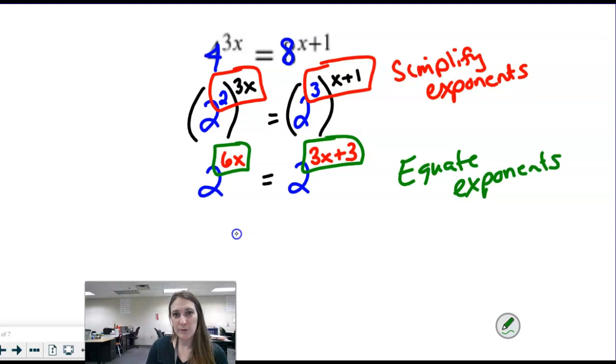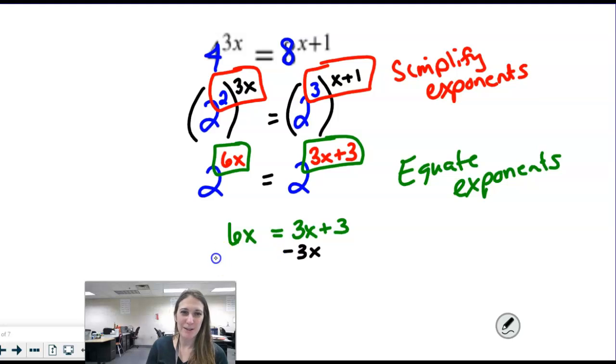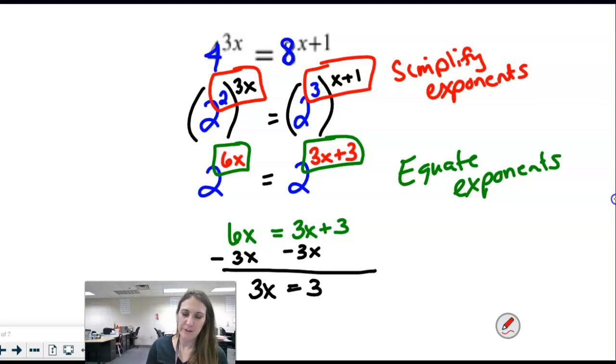All right, here goes. So we end up with an equation, 6x equals 3x plus 3. And then we simply solve it. So I'm going to subtract 3x from both sides. Oops. We get 3x equals 3. And then, of course, divide both sides by 3, producing x equals 1.